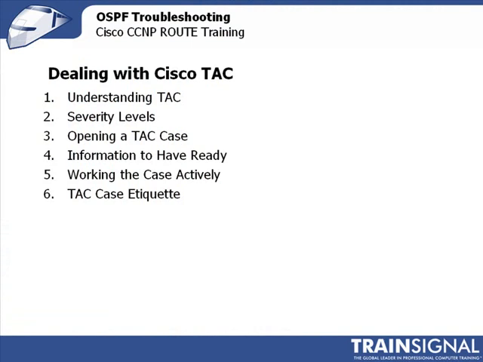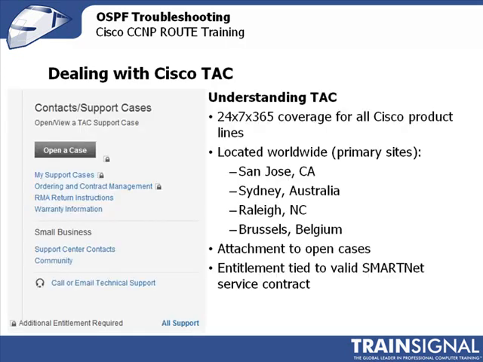Now, as is the case in dealing with EIGRP, you may have particular problems that come up that go beyond some of the steps that we've talked about. Something unusual or something that you can't quite pinpoint, in which case you'll need to open a Cisco Technical Assistance Center or TAC case. So we want to review a little bit about TAC, severity levels, how to open a case, information to have. We'll just quickly review this since we've been through this previously, but also TAC case etiquette.